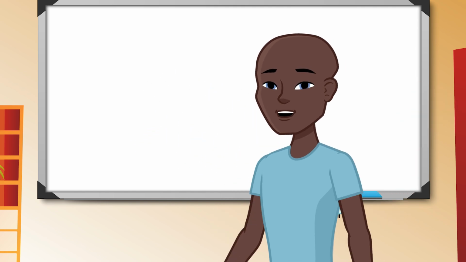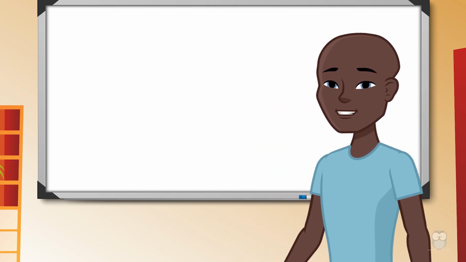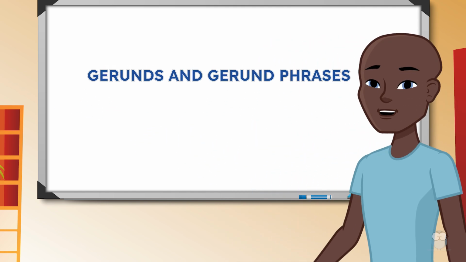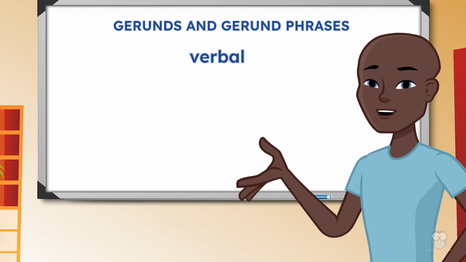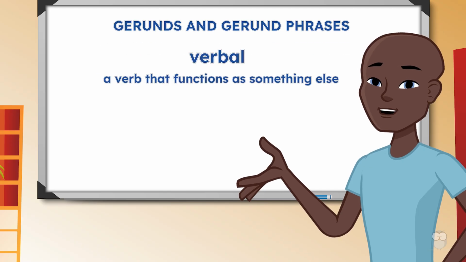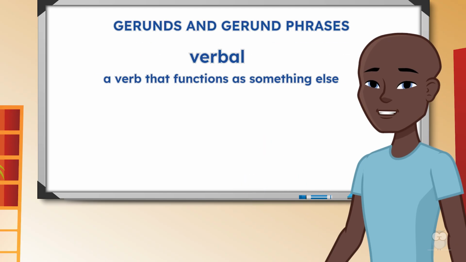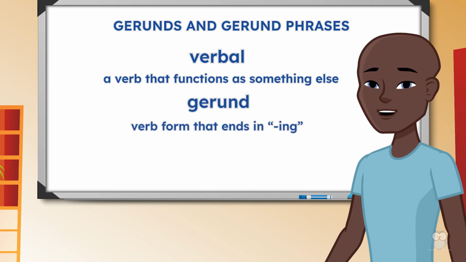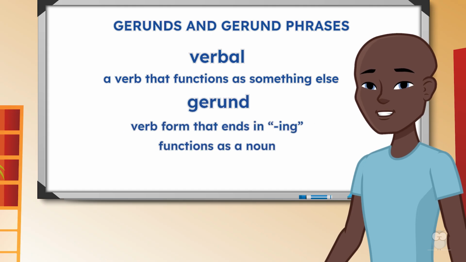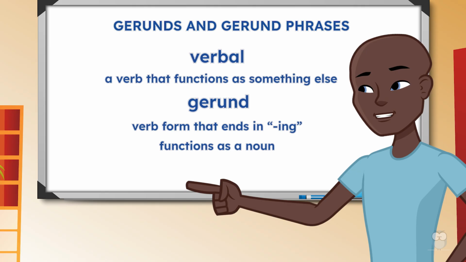Hello students, let's talk about another type of verbal. This one is called gerund. So just remember, a verbal is a form of a verb that functions as something else in a sentence. In this case, a gerund is a verb form that ends in ing and functions as a noun in a sentence. Take a look at this example.